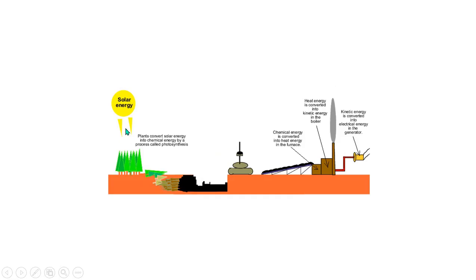And energy is a form which can neither be created nor destroyed. It can only be converted from one form to another. Here you can see solar energy is trapped by the plants, and it changes the solar energy into chemical energy by a process called photosynthesis. And this is coal which is collected by this tractor, and this chemical energy is converted into heat energy in the furnace, and this generates the steam.